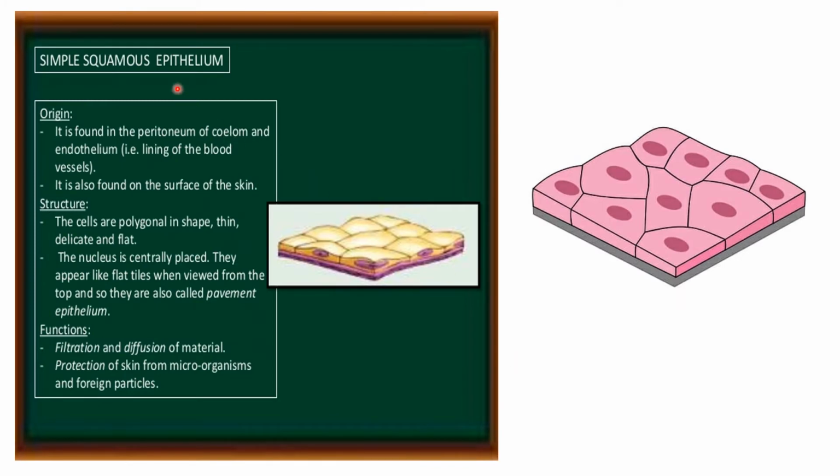Now the first type of epithelium is simple squamous epithelium. As you can see over here, they are polygonal in shape with a central nucleus. They are found in peritoneum of coelom and endothelium, that is the lining of the blood vessel, and also found on the surface of the skin. They have a centrally placed nucleus and give a pavement-like appearance. The main function is filtration and diffusion of material, and protection of skin from microorganisms and foreign particles.